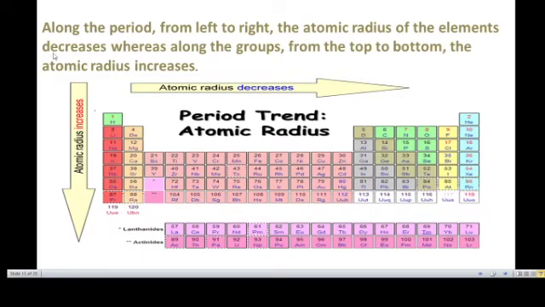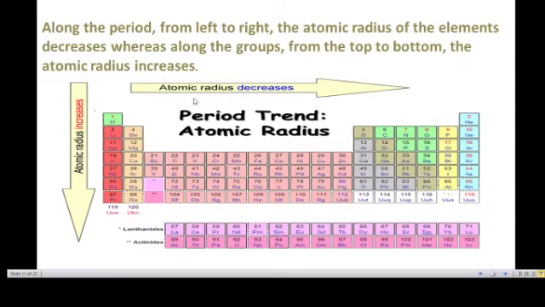Now, in the periodic table, this is a period and this is a group. First group, second group, third group, fourth group. This is a group. This is a period: first period, second period, third period, fourth period.